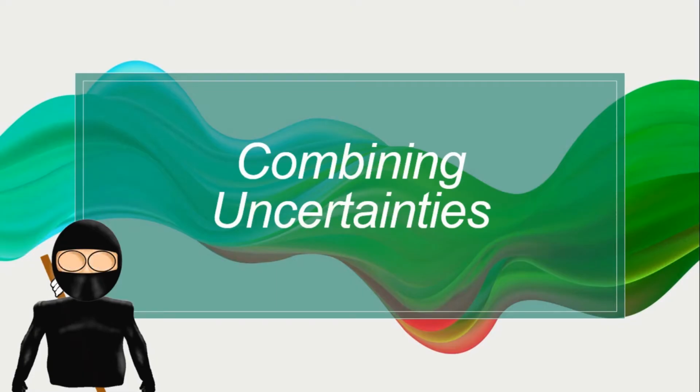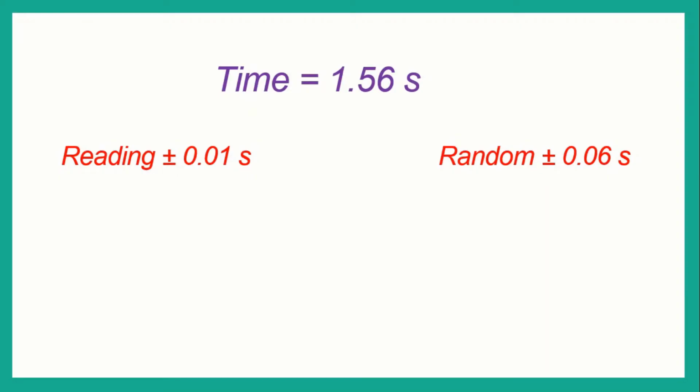The key to combining uncertainties is in being able to calculate the overall percentage uncertainty. Let's say we conducted an experiment. We took multiple readings and they were all different, therefore we had a random uncertainty. Averaging those times together gave us 1.56 seconds. Using a digital stopwatch, that means we have a reading uncertainty of 0.01 seconds and a random uncertainty of 0.06 seconds. So the question becomes, what is the overall uncertainty in the time?